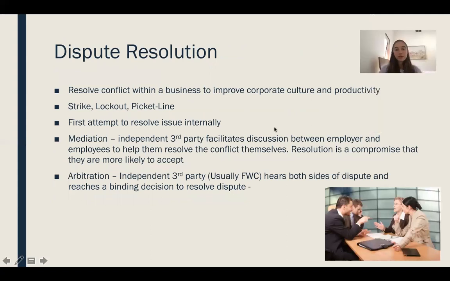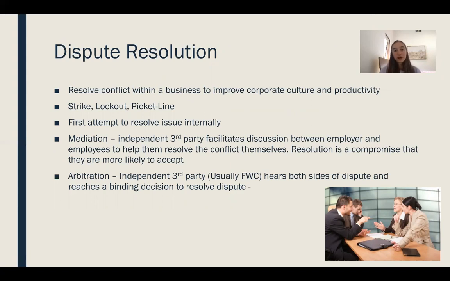The final thing for this area study is dispute resolution. Dispute resolution is detrimental to the business's corporate culture and productivity because the employees are distracted by issues and disagreements, and also from a corporate culture perspective, employees and managers are not harmonious.